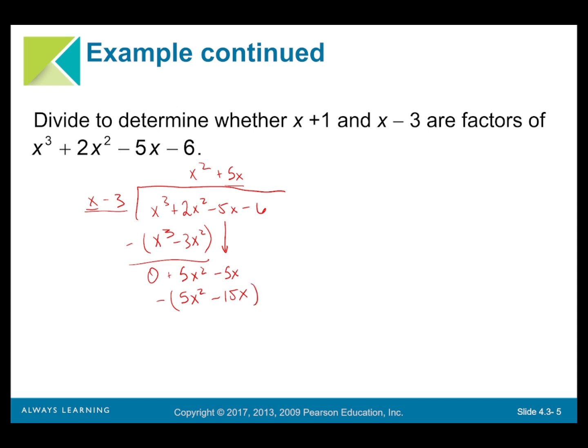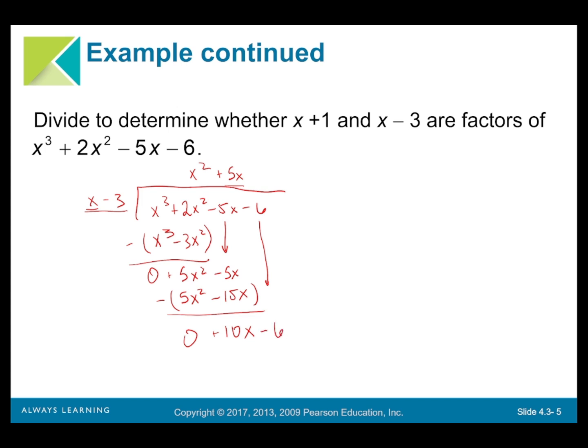Now I've got to subtract that whole thing, and I have a 5x squared minus 5x squared gives me 0, and I have a minus 5x plus 15x gives me a plus 10x. Again, I have the minus 5x, and I have my negative being distributed, so I have a minus 5x plus 15x, which is a plus 10x overall. Now we drop our minus 6.